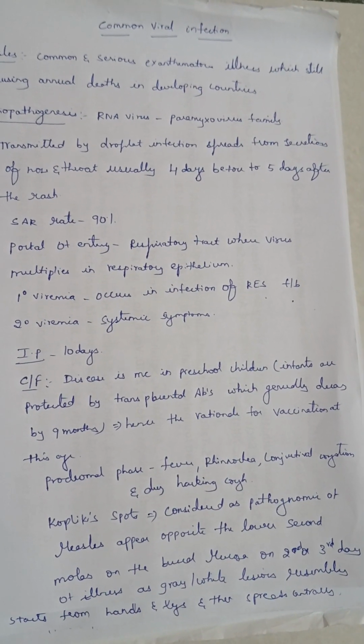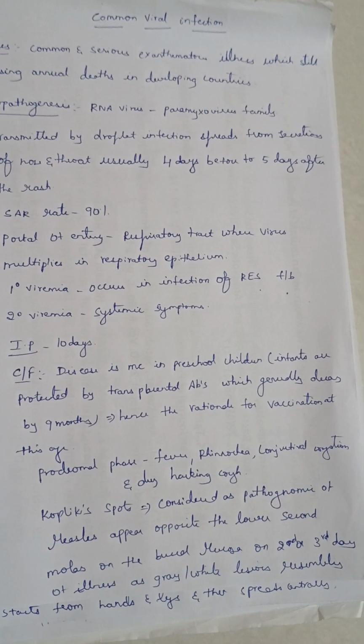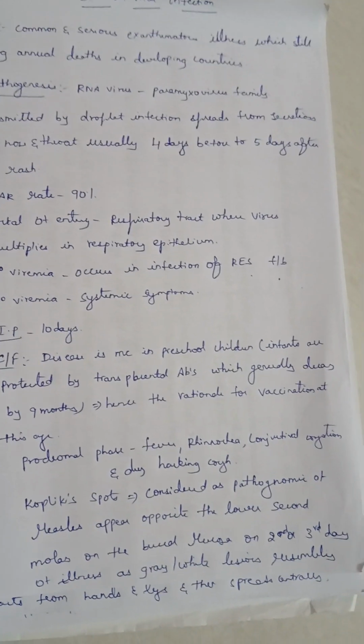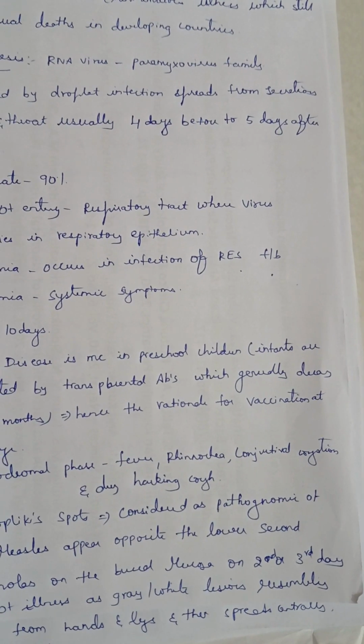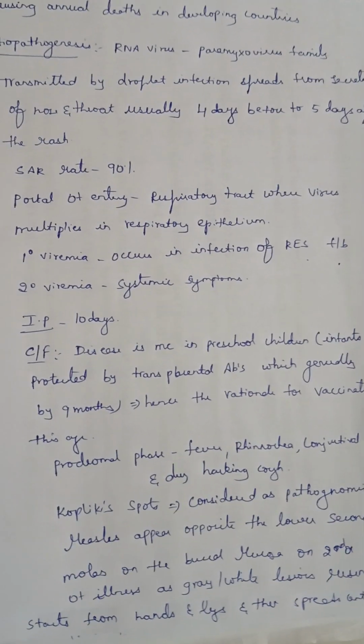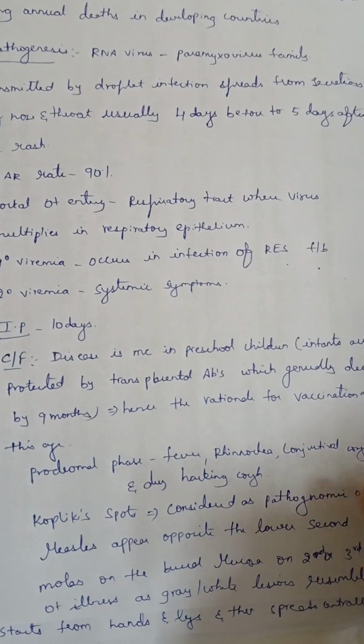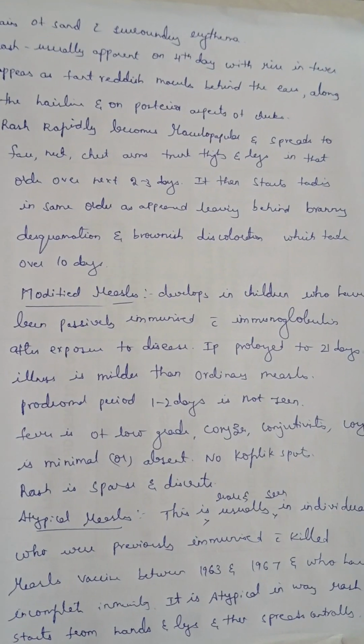Koplik spots, which are considered pathognomonic of measles, appear opposite the lower second molars on the buccal mucosa on the second to third day of illness, as grey or white lesions resembling grains of sand with surrounding erythema.